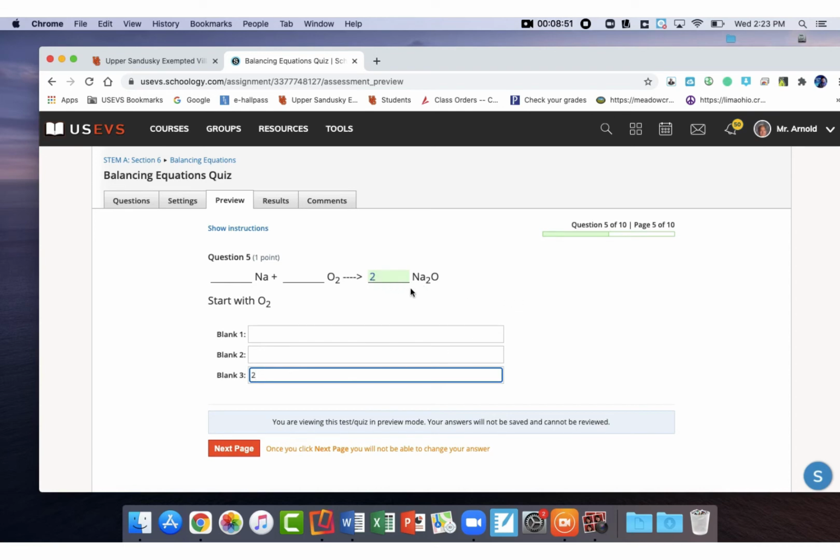2 times 2 for Na's, right? Go right to the partner. We have 2 times 2. That's 4 Na's. So we need to have 4 right there. We started there, so that should be the 1. Right? Next page.